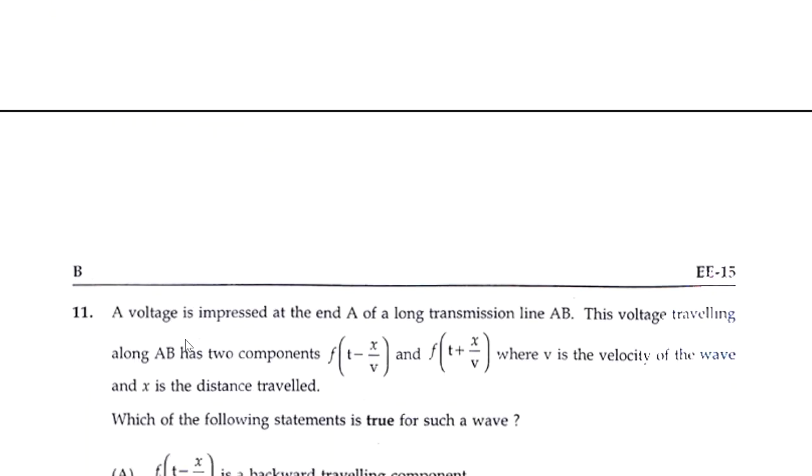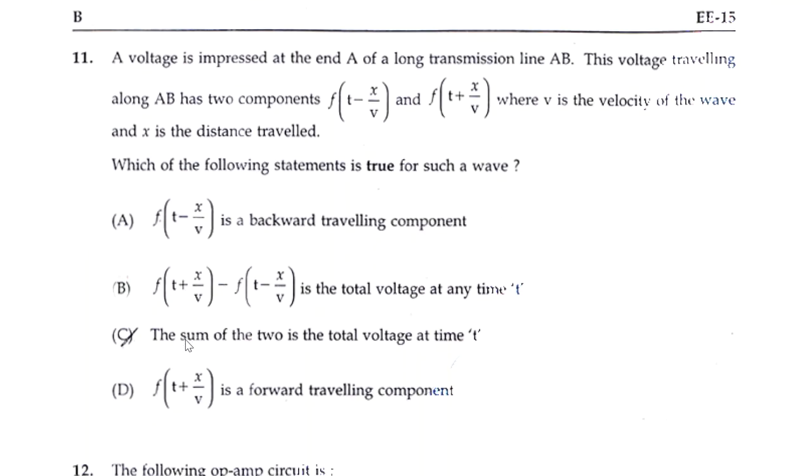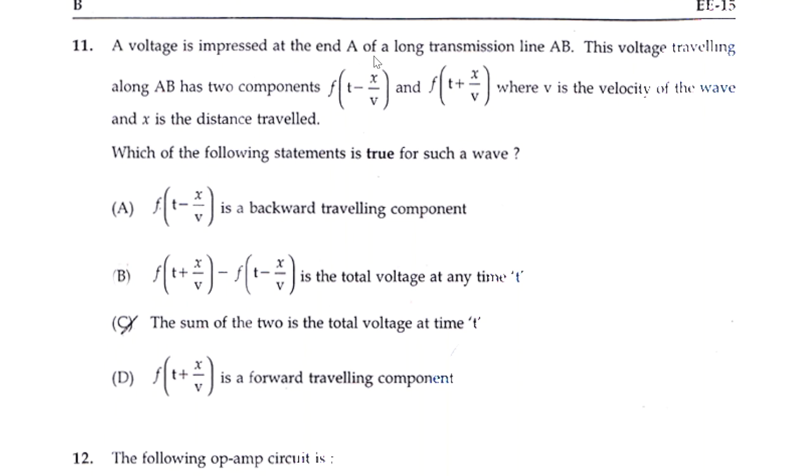Next question, friends. A voltage is impressed at the end of a long transmission line AB. The voltage traveling along the AB has two components: the first one is f of t minus x by v, which is a forward traveling component, and f of t plus x by v, which is a backward traveling component, where v is the velocity of the wave and x is the distance traveled. Which of the following statements is true? So this one will be what? It's a forward, and this one will be what? It's a reverse. Okay, f of t minus x by v is a forward traveling component, so that is the wrong option.